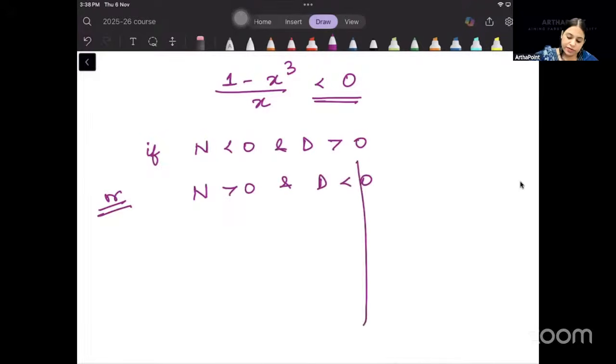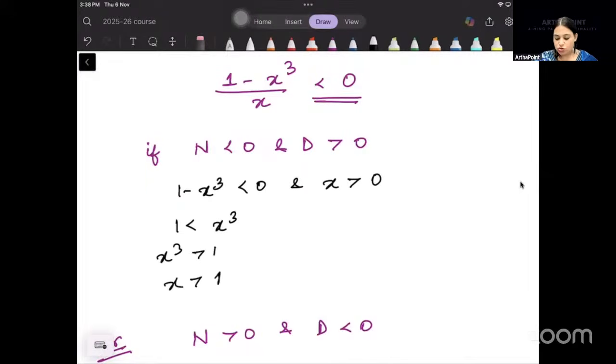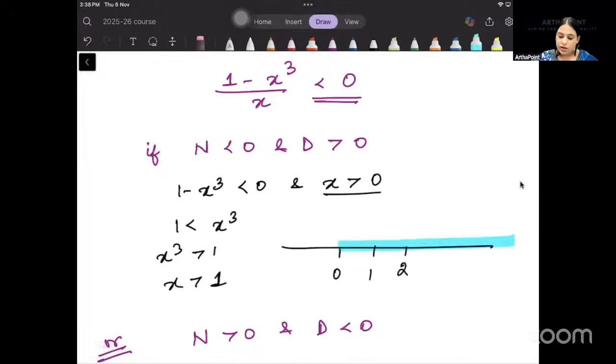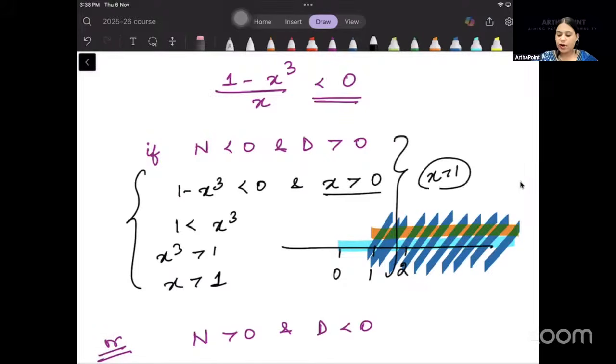Numerator negative means 1 minus x cube less than 0 and x greater than 0. So 1 less than x cube, or x cube greater than 1, which means x should also be greater than 1. So from here we get x should be greater than 0 and x should be greater than 1. So we get this as the common region. From here, this is satisfied as long as x is greater than 1.